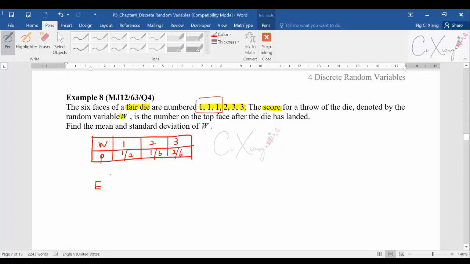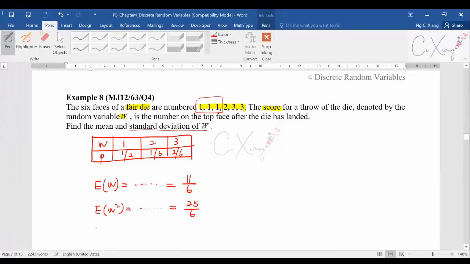Now, by using this table, try to find E(W). Again, by using the steps that I showed you just now, try it out and see whether you get 11 over 6 or not. Then to get the standard deviation of W, first try to find E(W squared). E(W squared) means you square the 1, multiply with probability. If you apply the steps correctly, you should get 25 over 6 for this example.